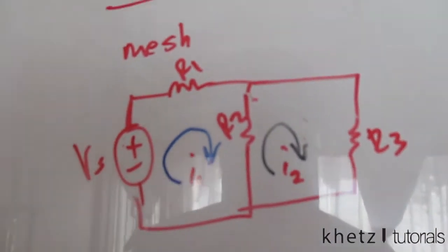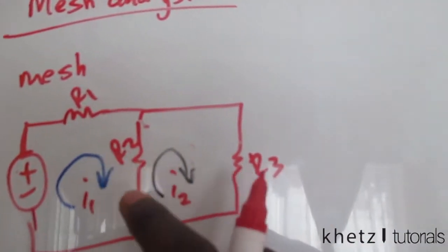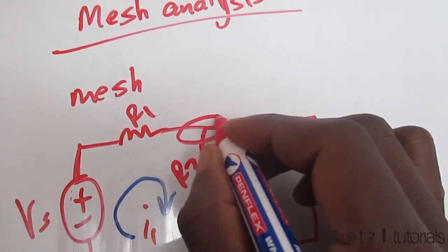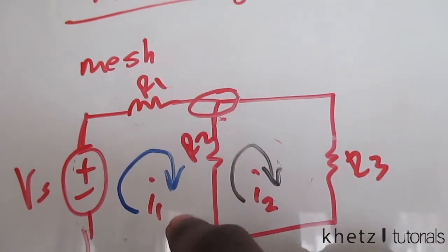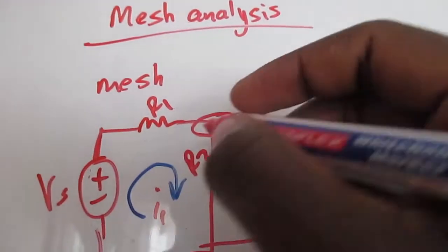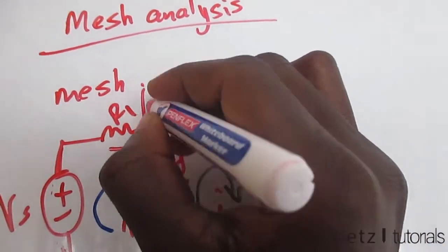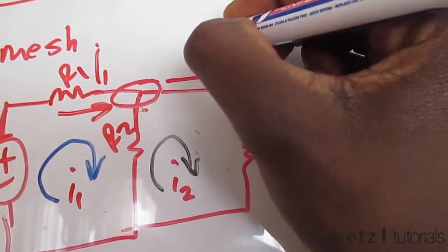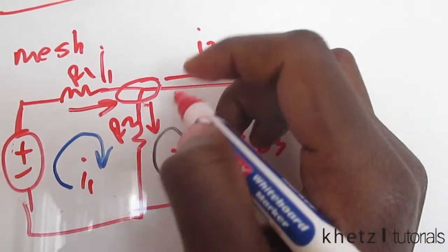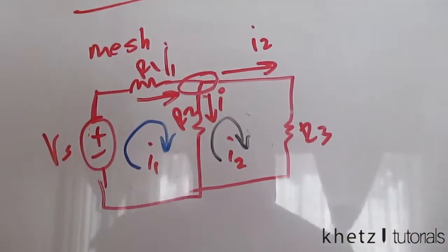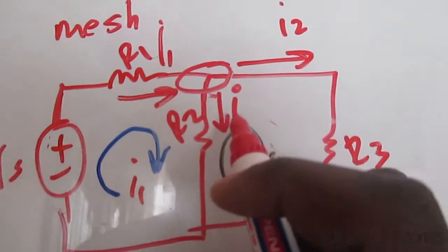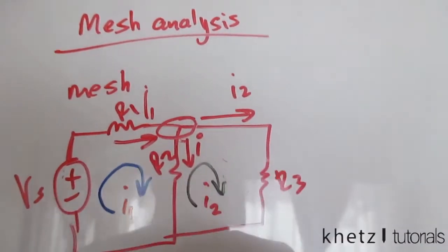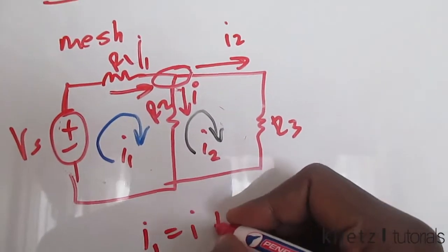Here's what's going to happen. Before we start, you can see that R2 is shared between the two meshes, so there's something you have to do. Looking at this top node, this is I1, and it goes into that node. At this point, you have I2, which goes out. Here we can say this is going out as well. Let's call it I, the unknown current going through R2. So I1 splits into I and I2, and you can say I1 is equal to I plus I2.